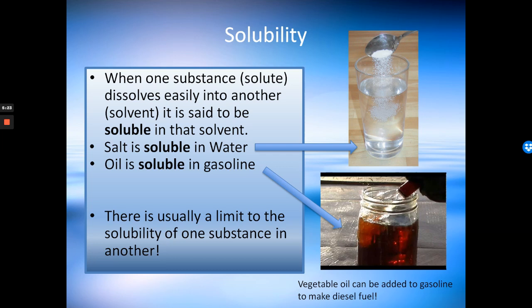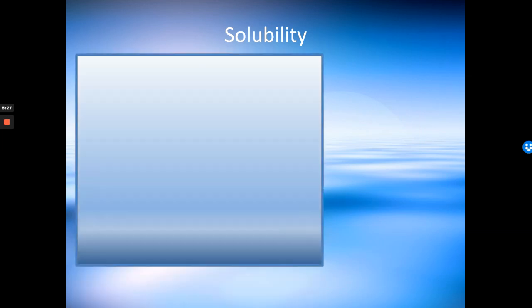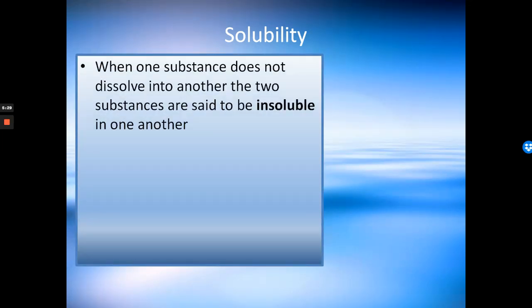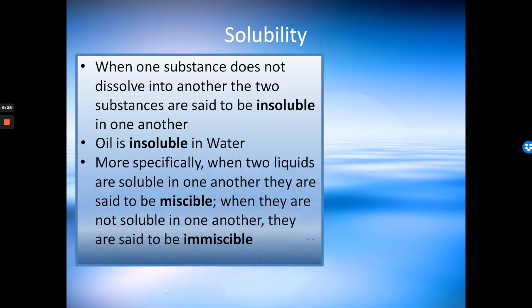And what do you think those are dependent upon? Temperature and concentration. Yeah. Okay. When one substance does not dissolve into another, the two are said to be insoluble. So like oil and water. You've heard that term before.